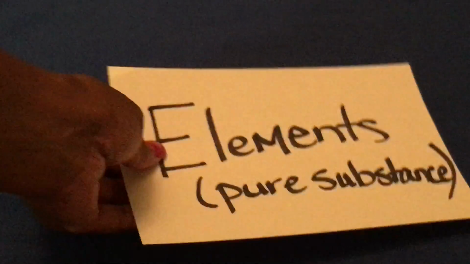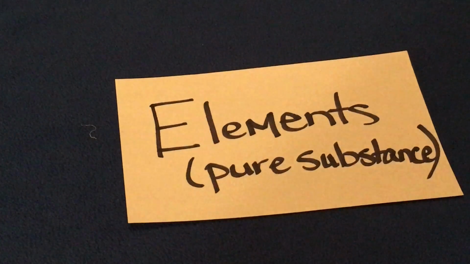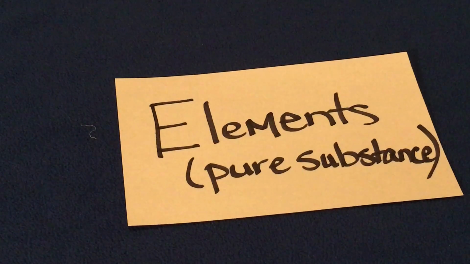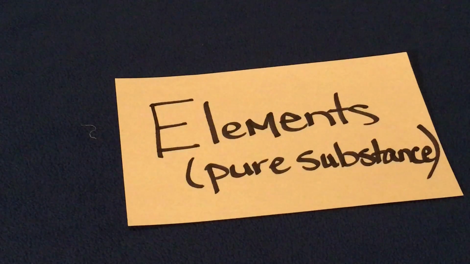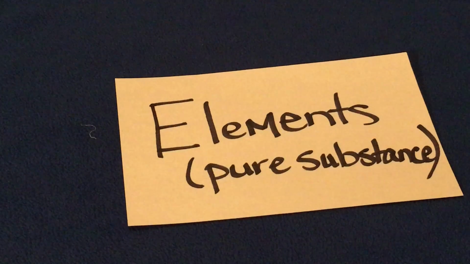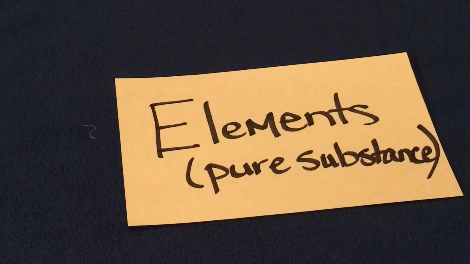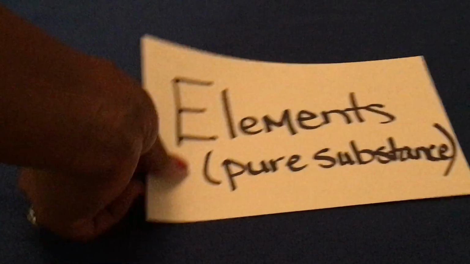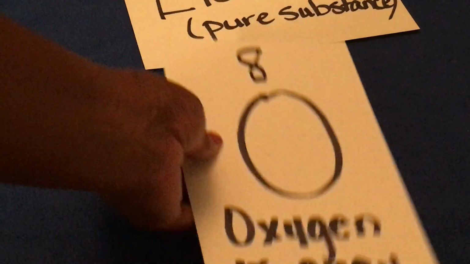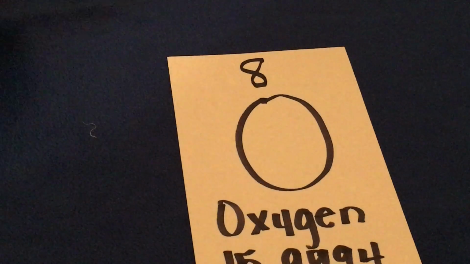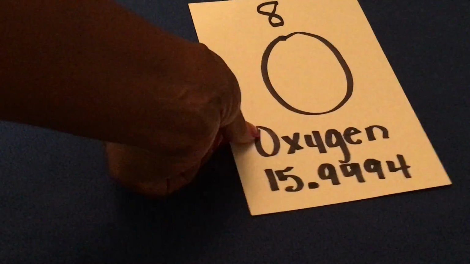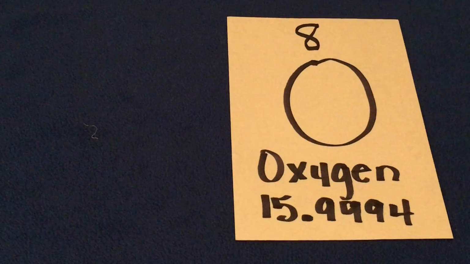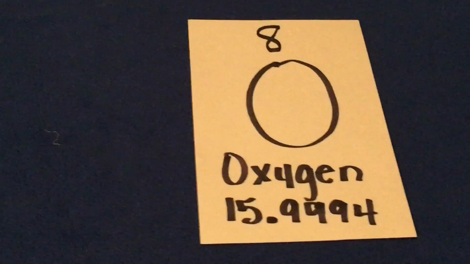Let's first take a look at or define an element. So an element is going to be a pure substance. So a substance that has atoms that are going to be the same throughout. So it's a pure substance. We're going to look at one type of pure substance here, and that's going to be that of oxygen. Okay, oxygen is number 8 on the periodic table of elements.